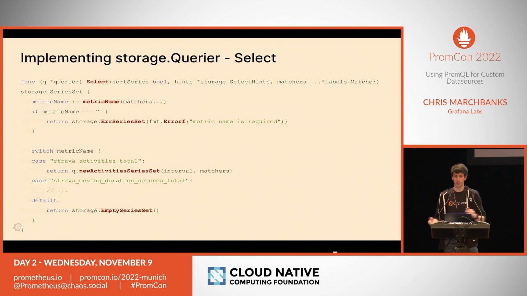I just need to fetch all the activities for a user for the given interval and matchers. But for something like moving duration, I have to sum up all of the different times I've spent on each of those activities. And then finally, in the case that nothing matched, you can imagine maybe this is also a map or something like that, you can return an empty series set that is also implemented for us.